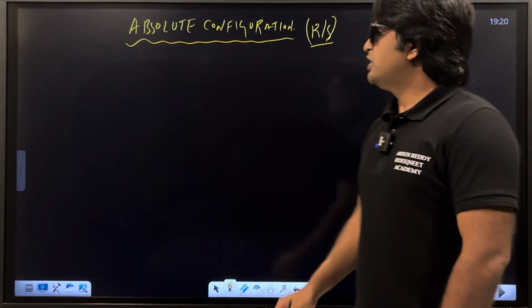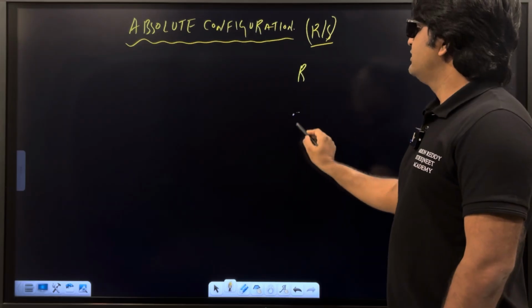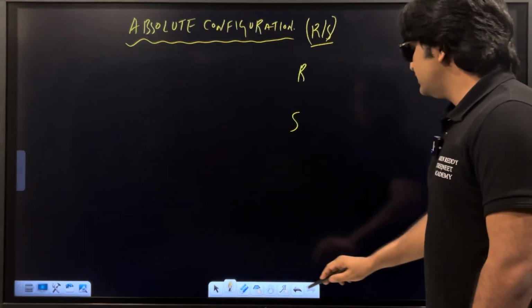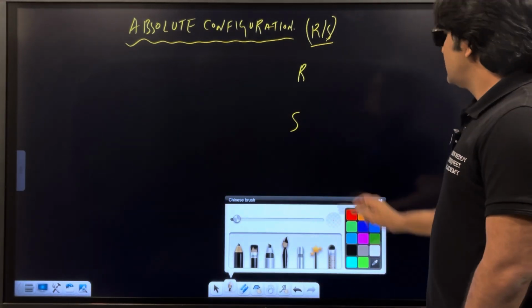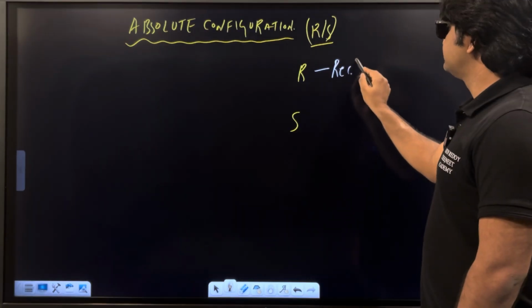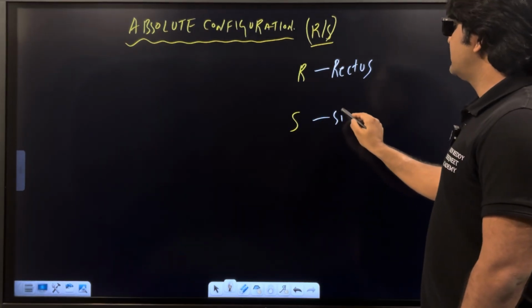Okay. So now here, what is the meaning of R and S? R is nothing but rectus, and S is nothing but sinister.